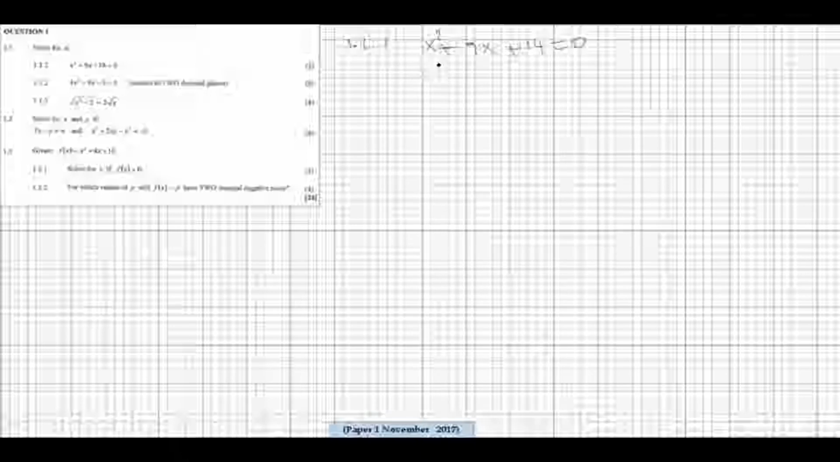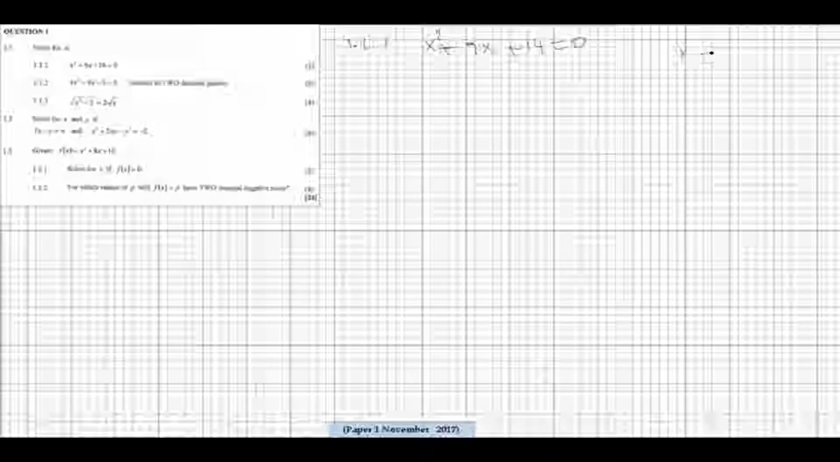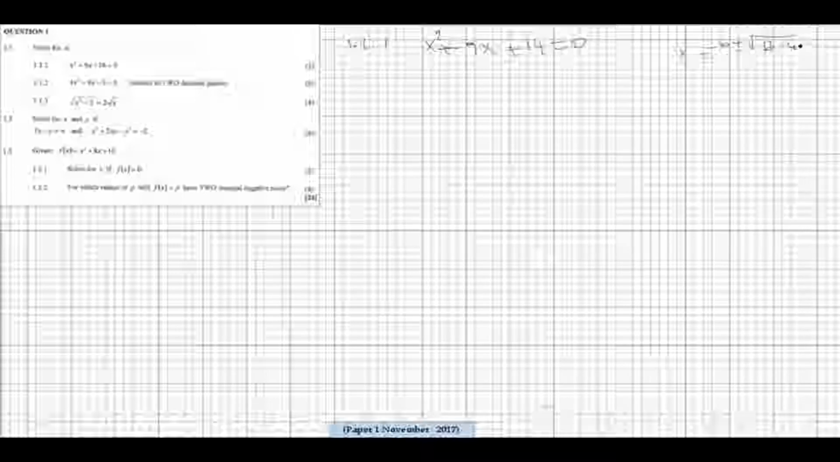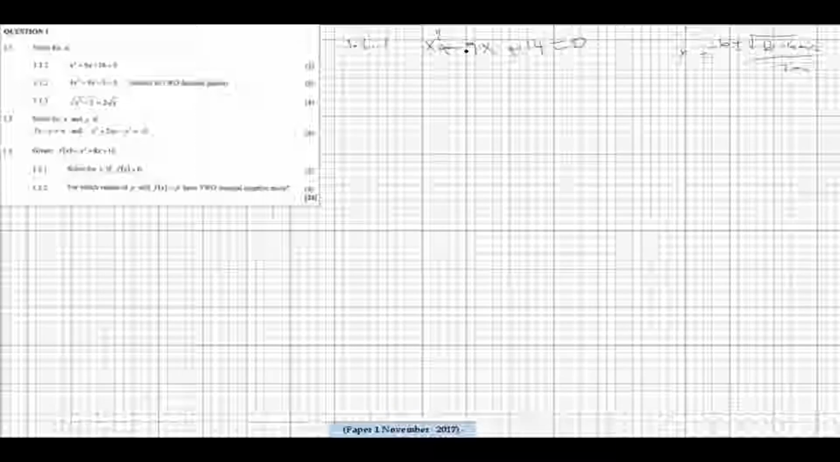We can determine x using the factorization method. We can also use this formula: x is equal to negative b plus or minus the square root of b squared minus 4ac, divided by 2a. So any method can be used. Okay, let's try to do the factorization.